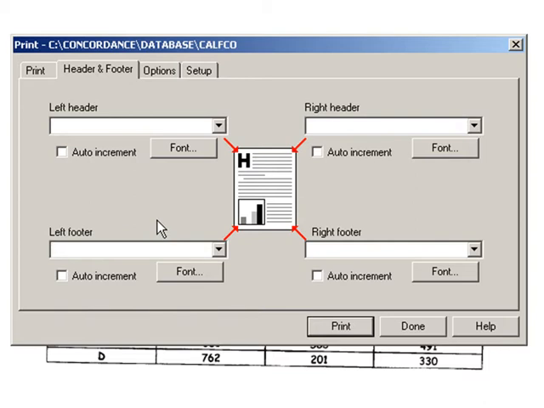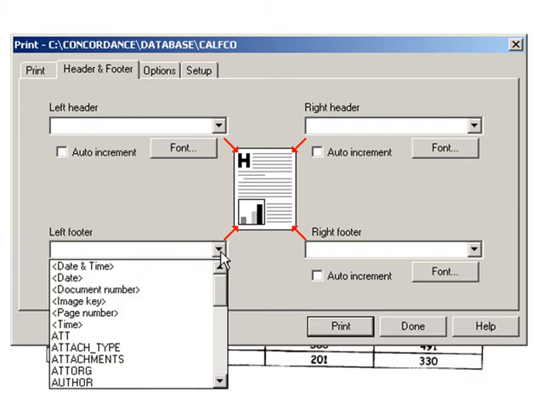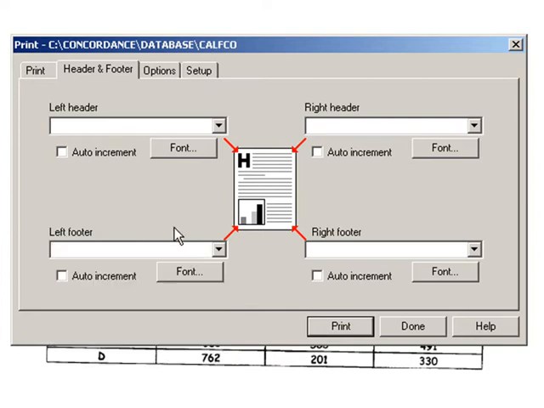In addition to the fields within the database, you can also stamp the current date time, the image key, or the page number, and so on. So there are plenty of choices if you want to stamp various pieces of information onto the image that you're printing. And if you don't want to use any current field information, you can also simply type in any text into the boxes here. And by checking off this auto increment box, Opticon will also automatically add in a 3-digit number to your text that you've inputted.